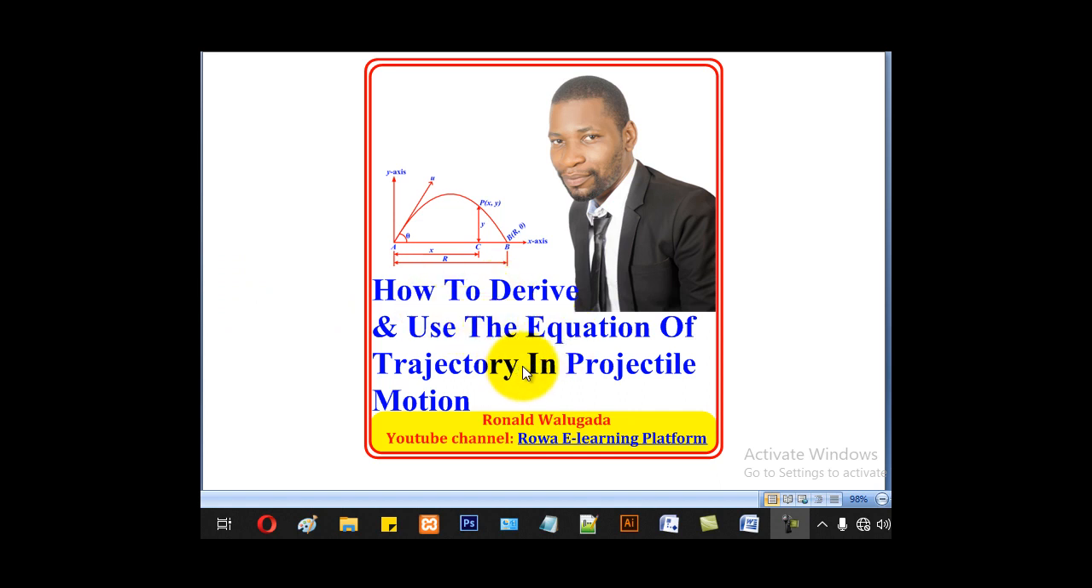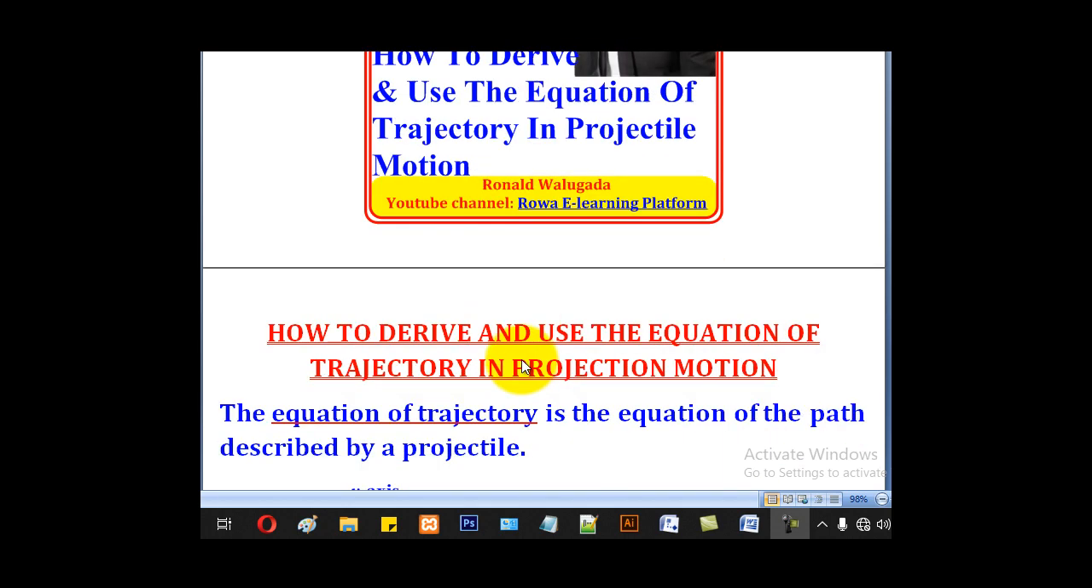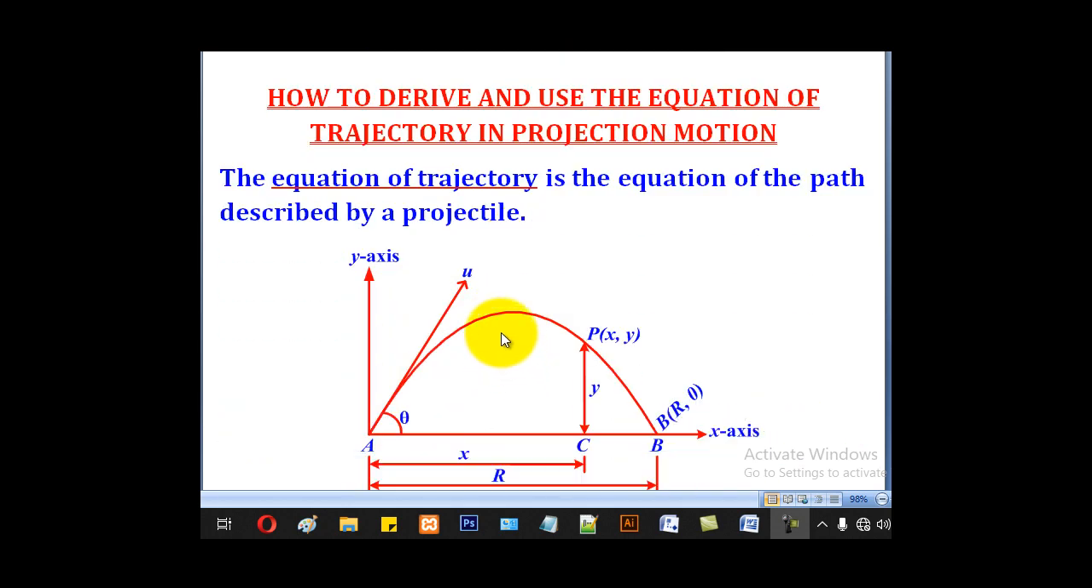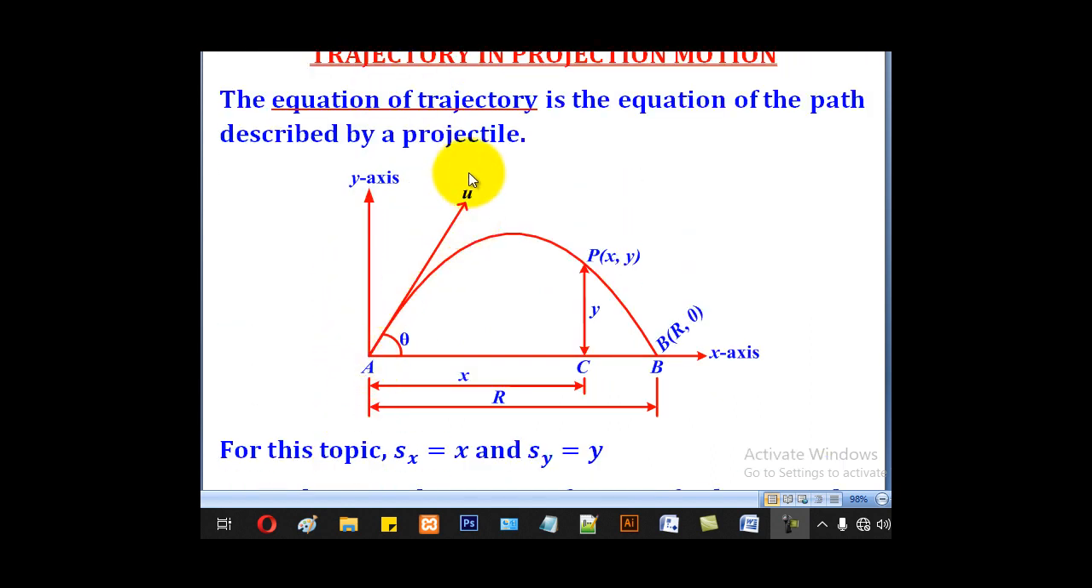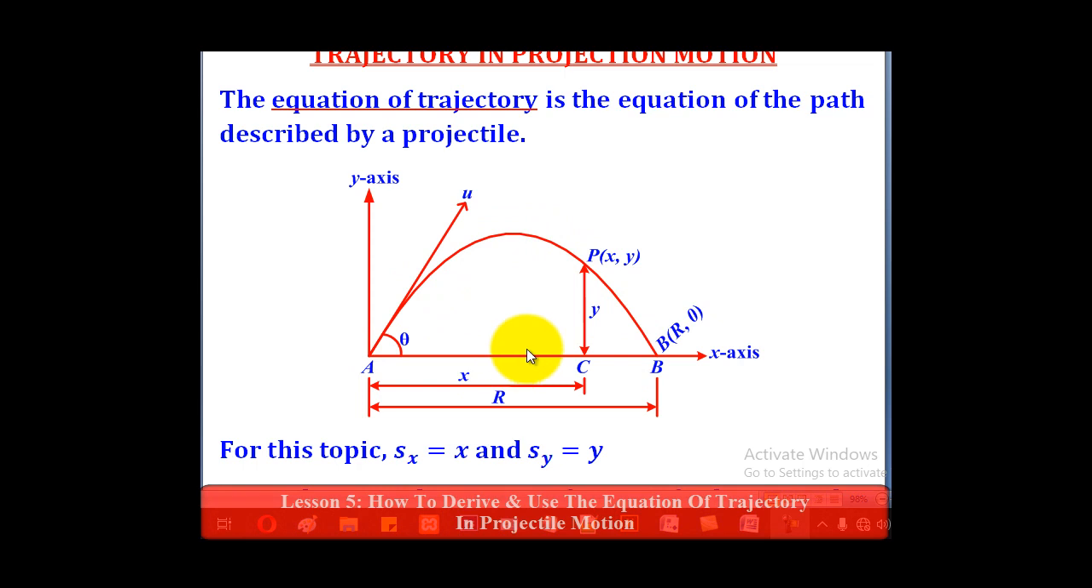Today's tutorial is on how to derive and use the equation of trajectory in projectile motion. The equation of trajectory is an equation for the path described by a projectile. For example, if a particle is projected with a velocity u at an angle theta to the horizontal, it will take this path. This path is known as the trajectory, and the equation for this path is known as the equation of trajectory.